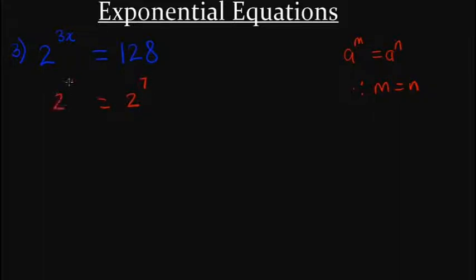So we rewrite the 128 as 2 to the 7th power, which is the same thing. So we now have both bases being the same. And we know that once we have both bases being the same, then we can equate the powers. So 3x is equal to 7. And all you're doing right here is solving for x.